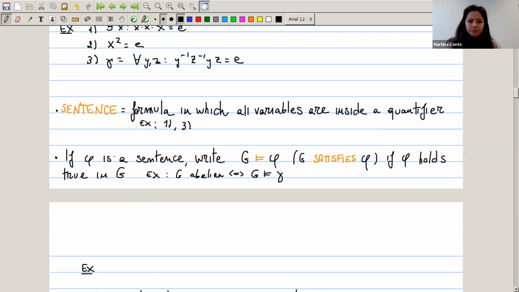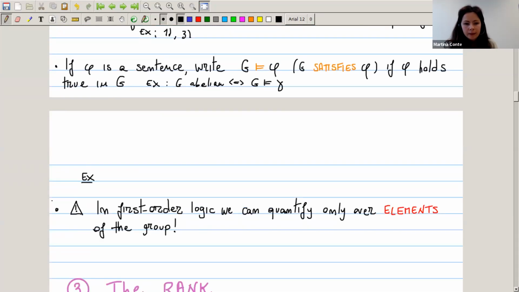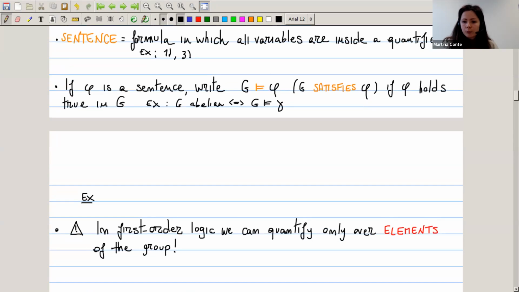Let me also give a last remark, which is that in first order logic we can quantify only over elements of the group and not over subsets or subgroups. So we cannot say there exists a subgroup with certain properties, and this is making things, let's say, harder.